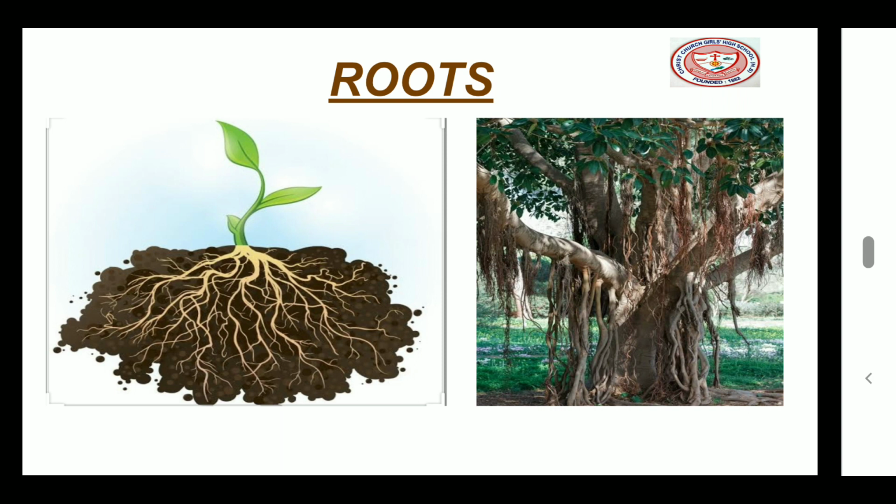There are many types of roots. The two main types are the taproot system and the fibrous root system. Generally, the root helps in checking soil erosion, anchoring, absorption and storage.